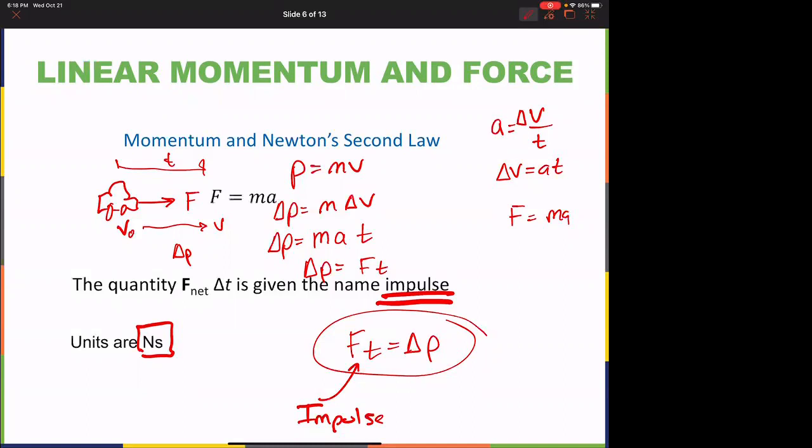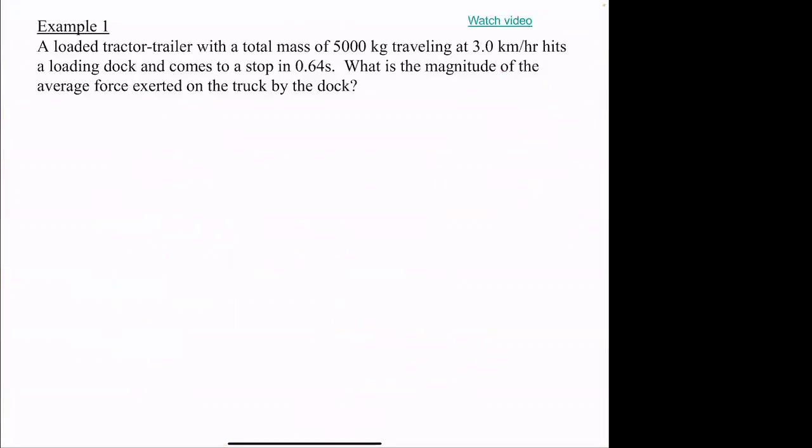So let's take a look at this. Oh, I got it all written out. A loaded tractor trailer with a mass of 5,000 kilograms traveling at 3 kilometers per hour hits a loading dock and comes to a stop in 0.64 seconds. What's the magnitude of the average force exerted on the truck by the dock? So we have a mass of 5,000 kilograms, an initial velocity of 3 kilometers per hour, a final velocity of 0, and a time of 0.64 seconds. And we're looking for the average force.